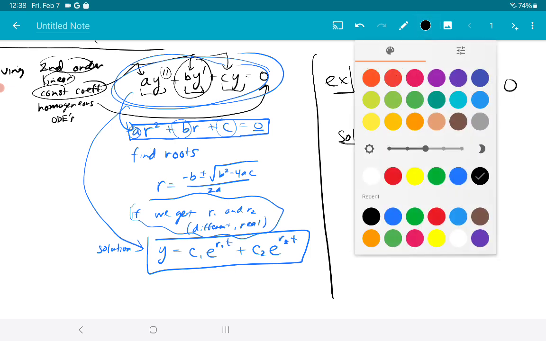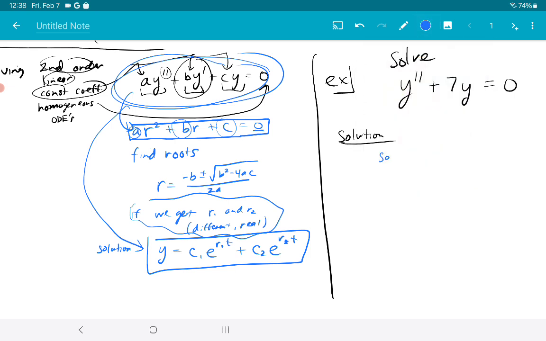The first thing we want to do is solve the auxiliary equation, which in this case would be r squared plus 7 equals 0. Why is it 7 and not 7r? The r would go with the y prime term, right? But we don't have a y prime term. We just have a 7y term. So in other words, in this case, a is 1, b is 0, and c is 7 in this setup.